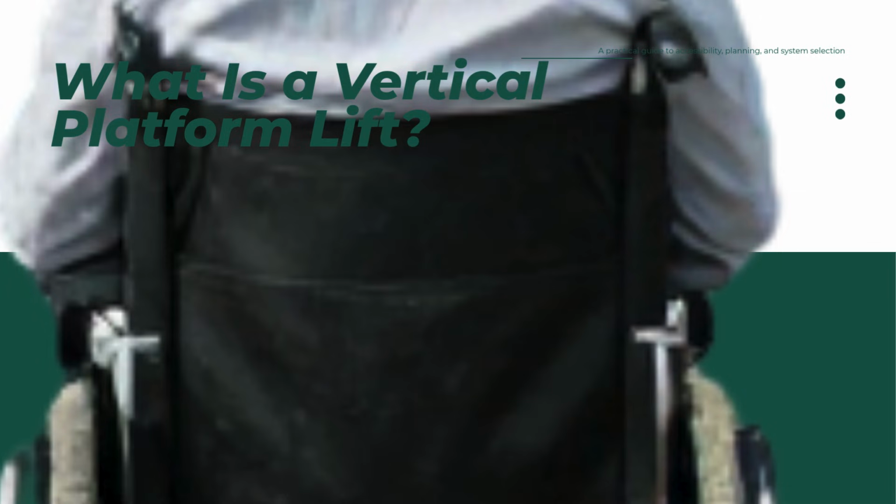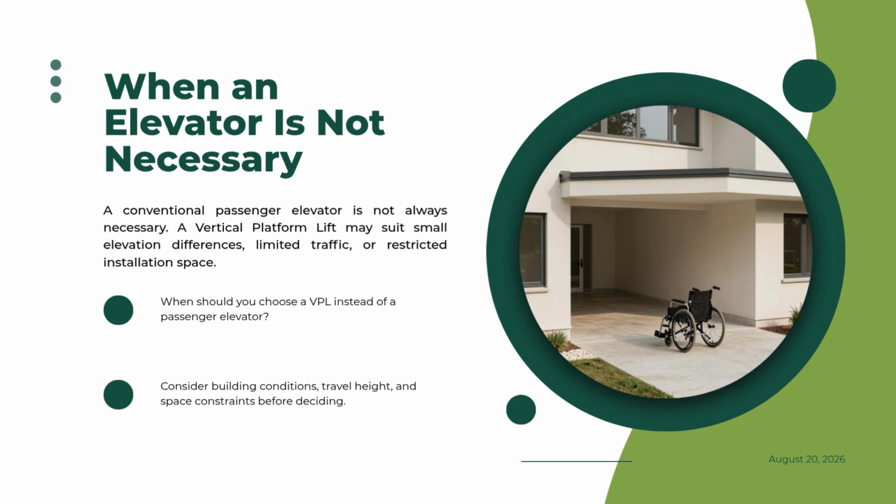Adding an elevator to an existing building is very different from planning one for a new development. In a new building, the shaft, pit, overhead clearance, machine room, structural loads, and access routes can all be designed from the beginning. In an existing building, those conditions are already fixed. You may have limited shaft space, a shallow pit, low overhead clearance, structural restrictions, utility interference, or even historic architectural features that cannot easily be changed.